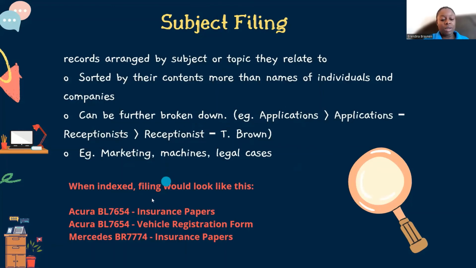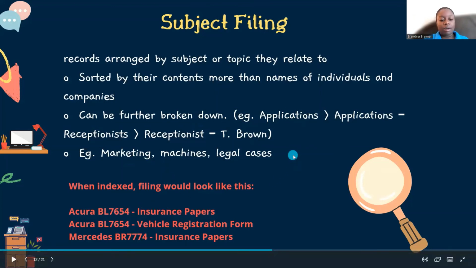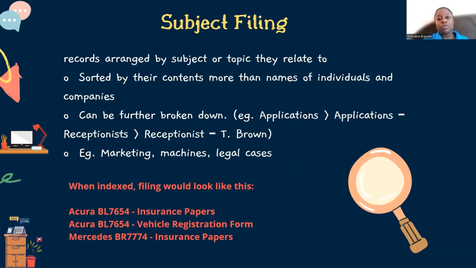So here's an example of 3 files here. Maybe this is a company and the company has 2 vehicles. And so we have 3 sets of papers that we need to file. And 2 of them are related to one particular vehicle, the Acura that has this license plate number. One of the documents is insurance papers. One of them is vehicle registration. And so we could break down our files by saying the subject or the main topic of my vehicle files are going to be based on the type of vehicle it is and the type of document it is.